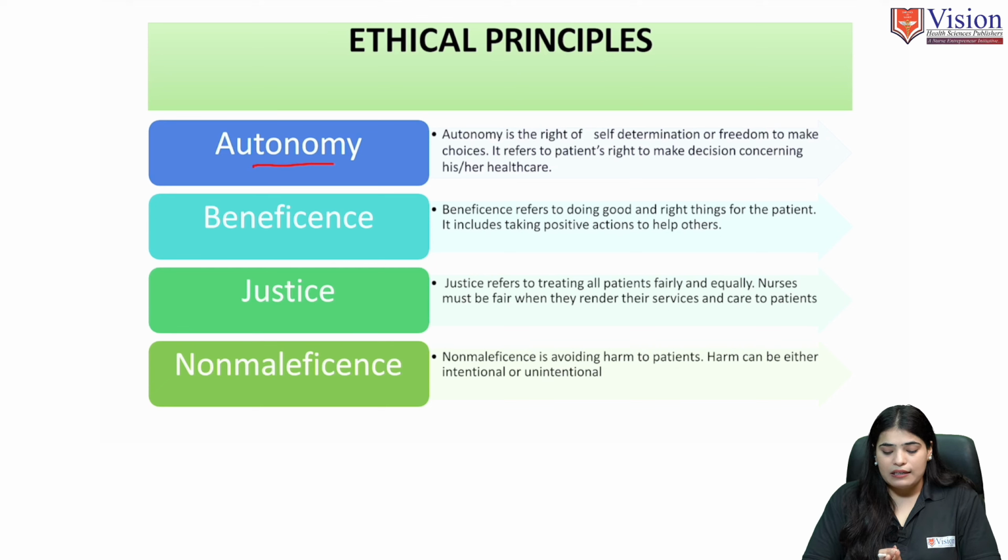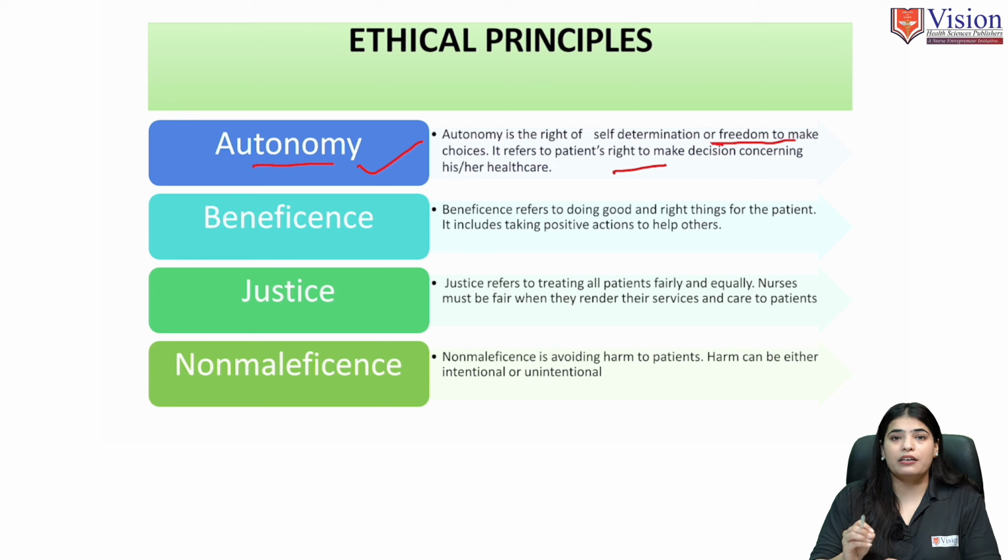Autonomy is basically freedom of choices. Here we have to respect the person, the patient, and their decisions. They should have the freedom of choices, and whenever they are making any decision, we have to respect that decision. That is autonomy. Autonomy is freedom to make a choice, freedom to make a decision. Next one is beneficence.